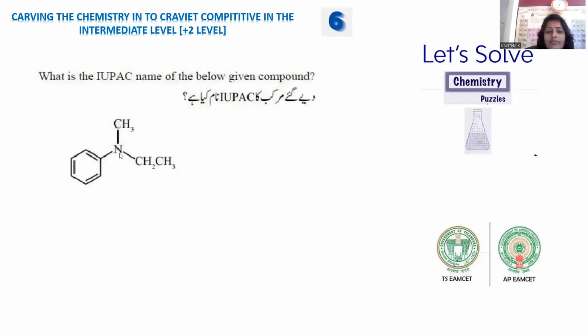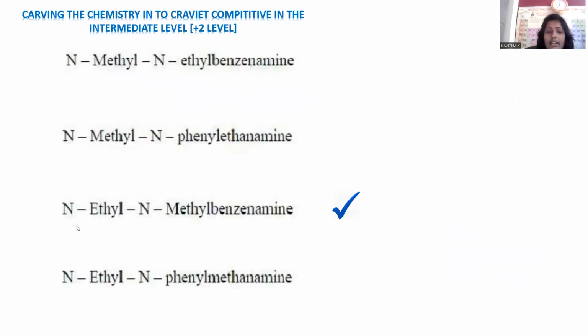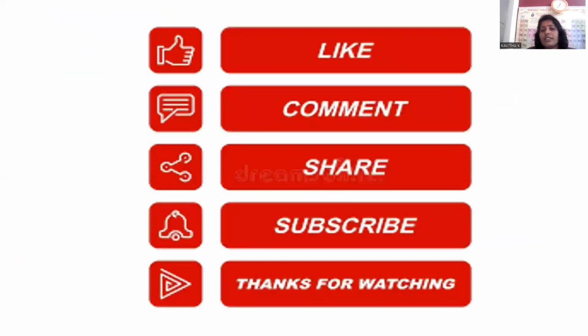So for this compound, N-ethyl N-methyl benzanamine is the IUPAC name of the compound. Right? So by this we completed the session.